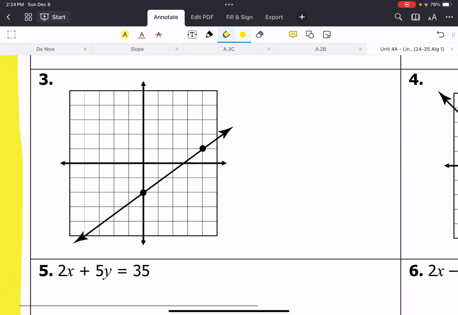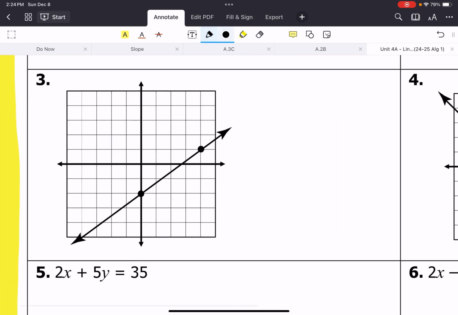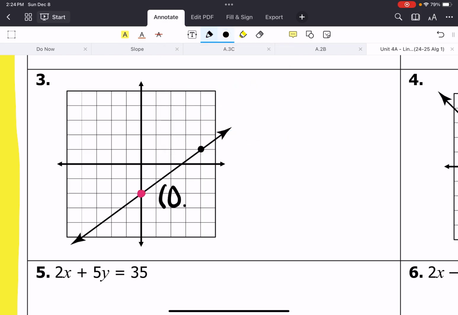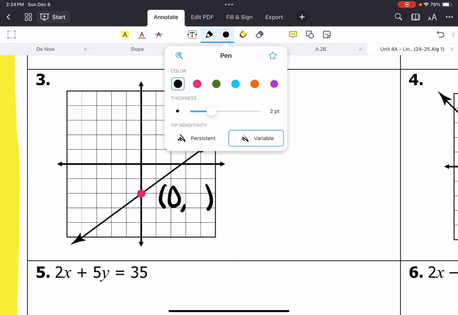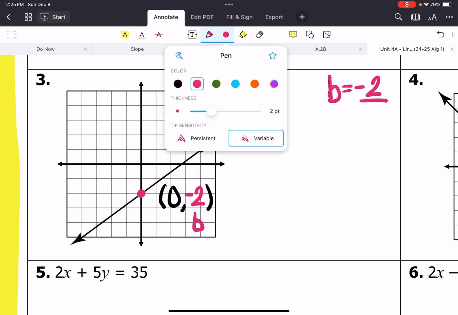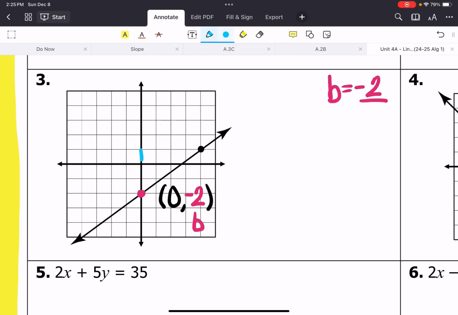Now, for number 3, this time you're given the graph. First thing to always do is look at your y-intercept. This is the point where your line crosses your y-axis. And that is going to give you b. Second, we have to now identify what m is. And remember, for m, you can do your rise over your run.